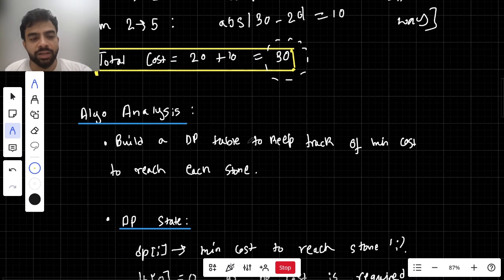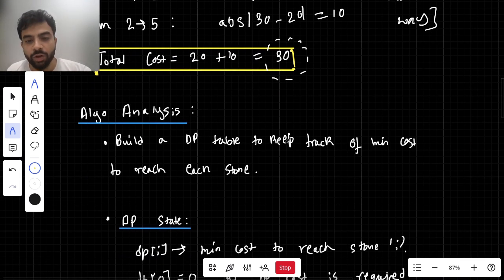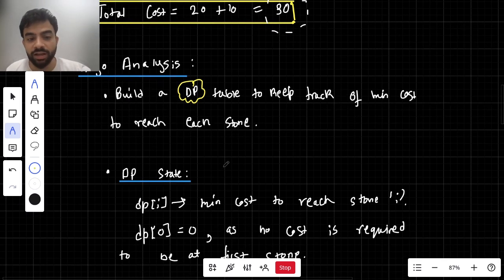We will have a DP table which will keep track of the minimum cost to reach each particular stone. So from stone 1 to stone 2, I am keeping track of all the costs. Where will I store the cost? I have to store the cost somewhere, right? That means I'm keeping an array. I'm using a dynamic array which will store all the possible ways. Whenever you see all possible ways, DP will always come. That's how we keep track of the minimum cost to reach each and every stone.